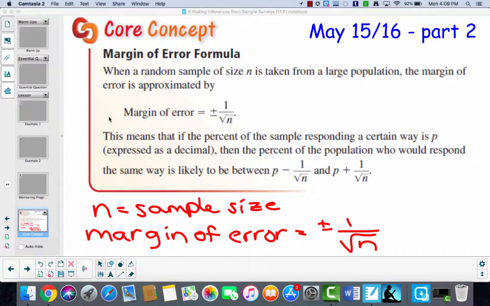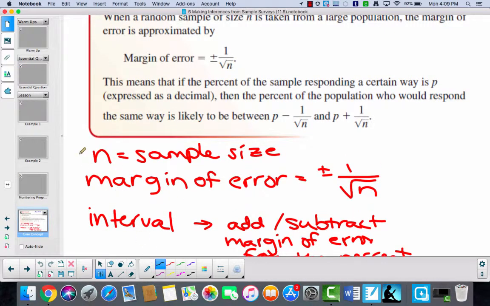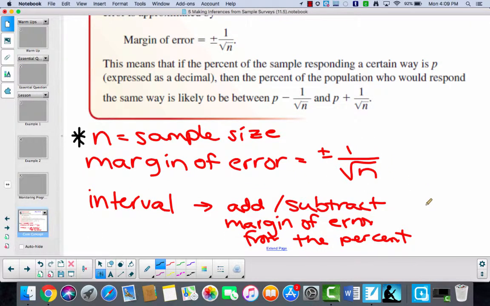A couple of things you need to write down. First of all, you need to write down this formula. You need to know that n is the sample size, so the number of people that we're surveying. Your margin of error is plus or minus 1 over the square root of n. And then to find the interval where the actual parameter would be, we're going to add or subtract the margin of error from the percent. So pause a minute if you need to and write that down.